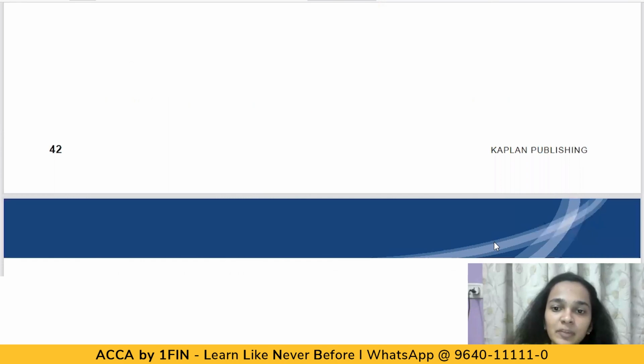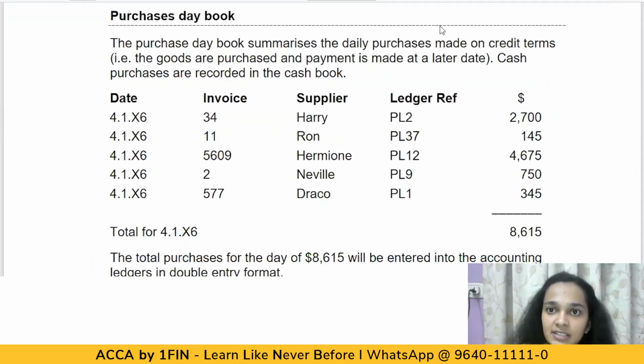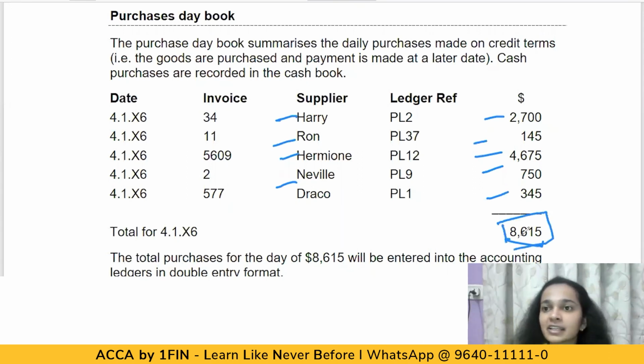Similarly, the purchases day book has the same format. All the credit purchases are entered in the purchases day book. We enter the date, the name of the supplier, the amount due to them, and finally the total amount of purchases which have been made. The entry here would be purchases account debit, and all the different suppliers credit.